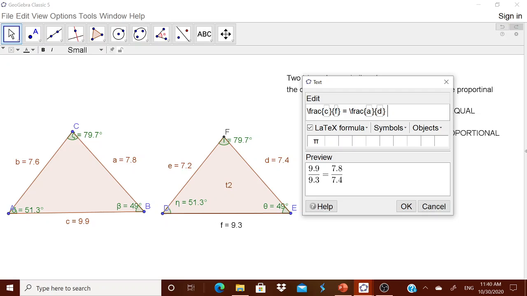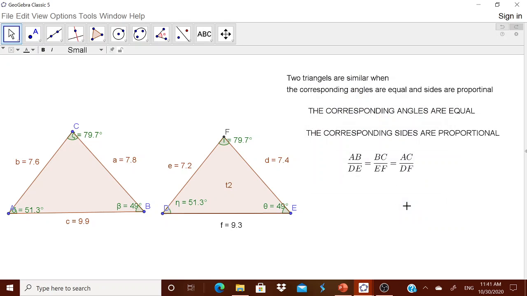You should be a little bit careful in doing it. Again, LaTeX formula, root and fraction, again a by b. In place of a, from the first triangle it is small b, and from the second triangle it should be d. Therefore, from the object, let me take d. Okay, now let me click OK.